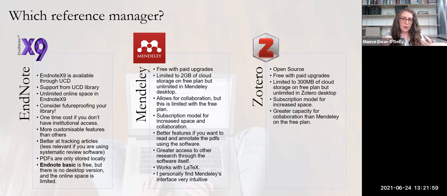There's a lot more capacity for collaboration on Zotero. You can have as many groups as you like with as many people as you like on the free account. However, that sounds great, but the more collaboration you do, because all the collaboration is online, the more space you need. So you still get trapped with that 300 megabytes of cloud storage there. But that is one of the reasons people move to Zotero, because of the increased collaboration as compared to Mendeley.